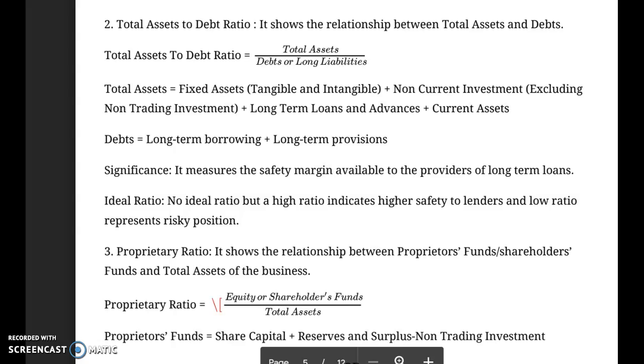So you will see that this formula is a combination of two important elements of the previous two ratios. With reference to the debt equity ratio, we had the equity shareholders' fund, and divided by total assets, it is a part of the total asset to debt ratio. So here the objective is to calculate a relationship between proprietors' fund, shareholders' fund, and the total assets of the business. So this way we will calculate the proprietary ratio.